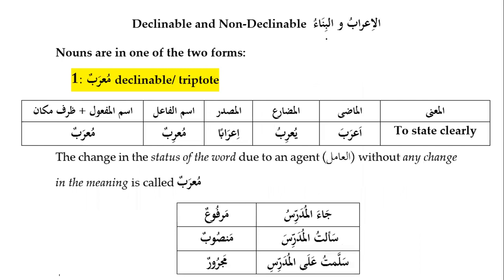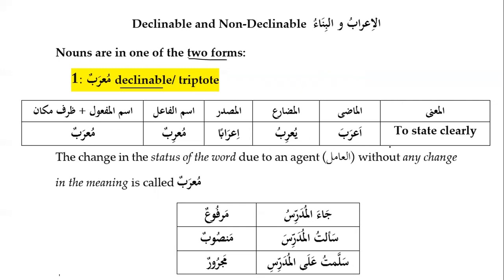Okay, al-irabu wal-bina'u. Basically nouns are in one of 2 forms. The nouns will be either mu'rabun, which is declinable, or, as they also call it in English, triptote. So what is irab basically? Araba yu'ribu iraban, which verb form is this? Do you remember? Aslama, yuslimu, islaman. Islaman, number four, excellent. So this is verb form number four.